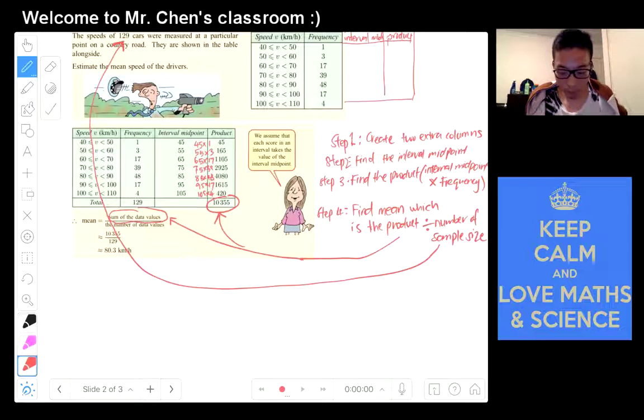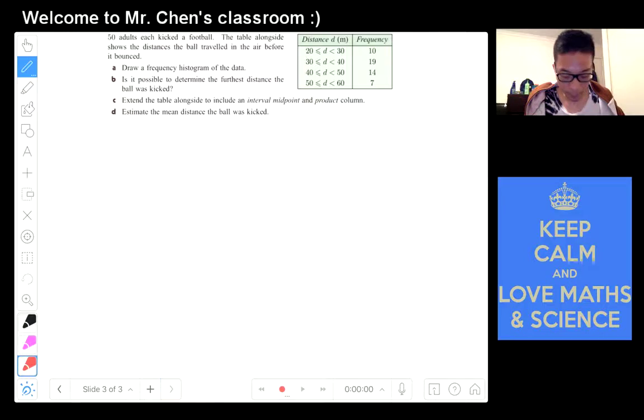So I'm going to show you one more example of me doing it, and then we'll call it a day. Please make sure you write the notes down for this, okay? So let's move on. So 50 adults each kick a football. So everyone kicks a football, and what happened here is that one table has been made which shows the distance the ball travels in the air before it bounces.